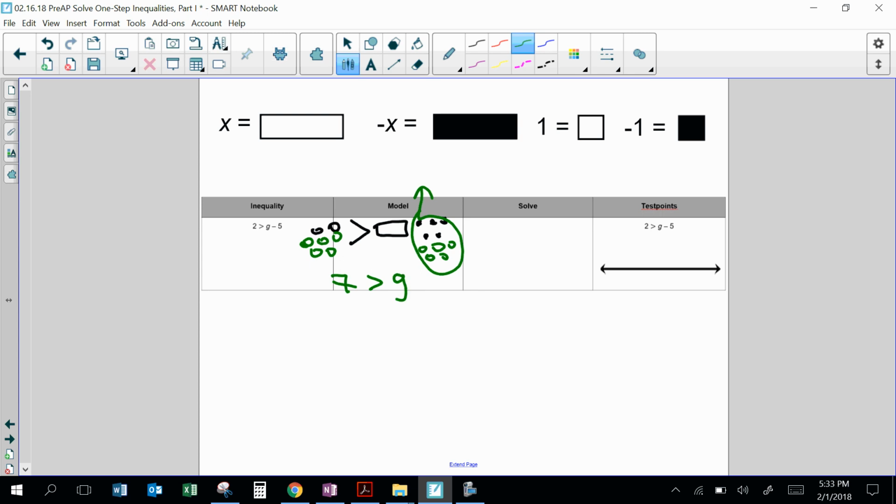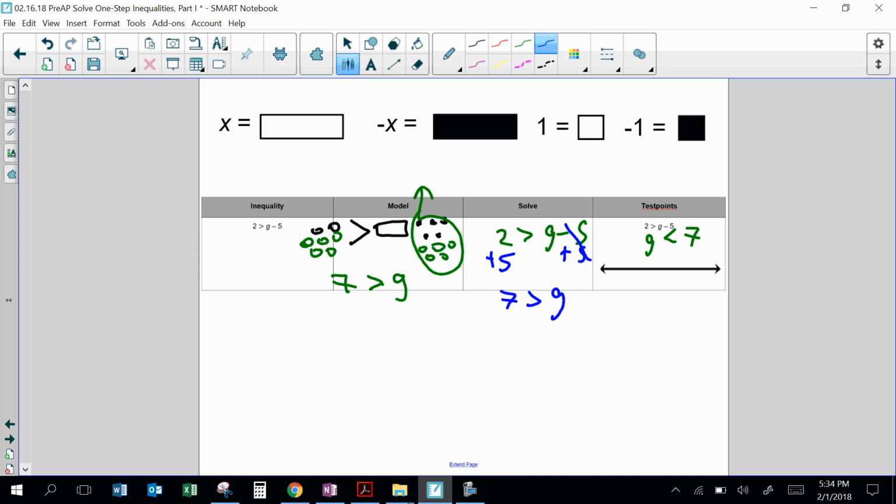But usually we like the variable to be on the left side. So 7 is greater than g. So g must be less than. Do you see how it's facing the lesser side? G must be lesser than 7. What if you want to solve this algebraically? How can I isolate g? I need to get rid of minus 5 with plus 5. Plus 5. This cancels. 7 is greater than g, or g is less than 7.